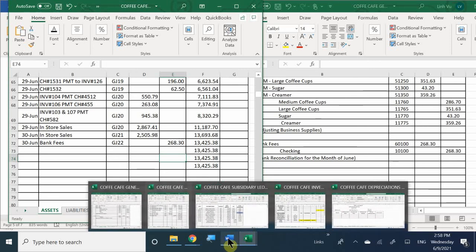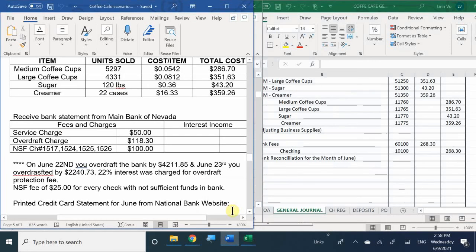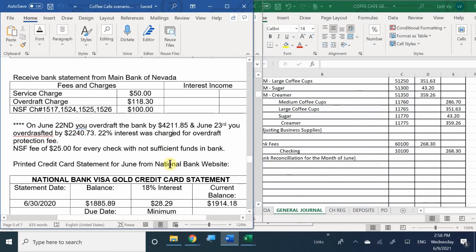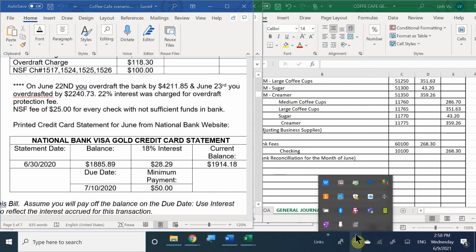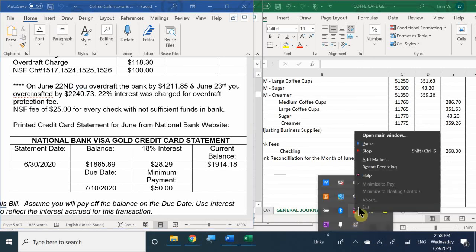Okay. So there we completed our bank reconciliation. What I'm going to do here is stop here because the next one is actually going to take a few minutes. So let's stop here and we'll call a break.